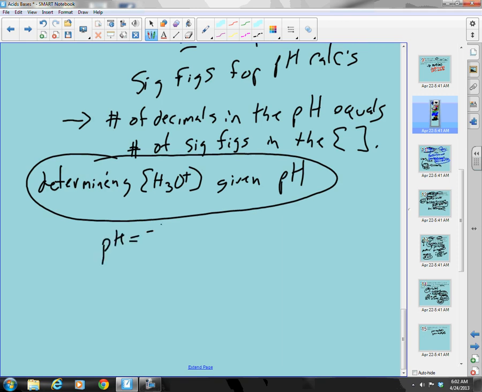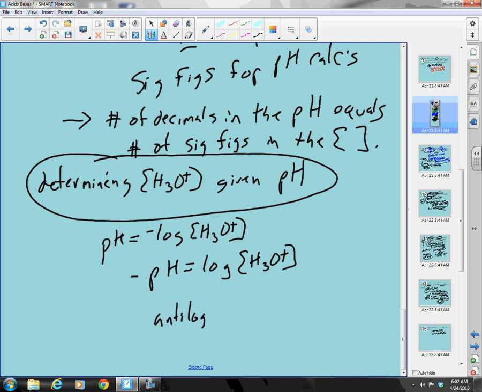pH is equal to the negative log of my hydronium. So let's multiply both sides by -1. So negative pH is equal to the log of hydronium. Let's take the anti-log of both sides. So we want the anti-log of negative pH equals my hydronium, and that's how you do it.